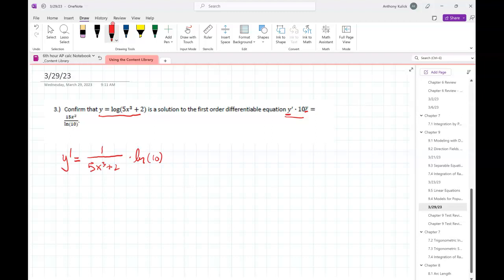Okay? But that's not all. What else do we have? Times the derivative of the inside, which is 15x squared. Okay? So if we take the left-hand side of that equation, y prime times 10 to the y, we have 1 over 5x cubed plus 2 times the natural log of 10. It's supposed to be 1 over the natural log of 10. I think it is.